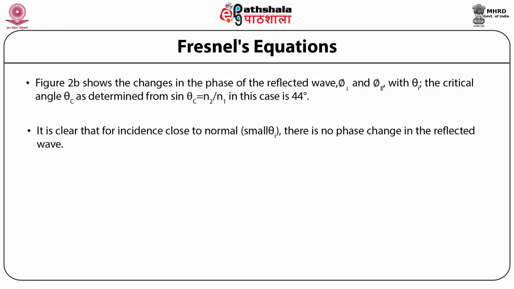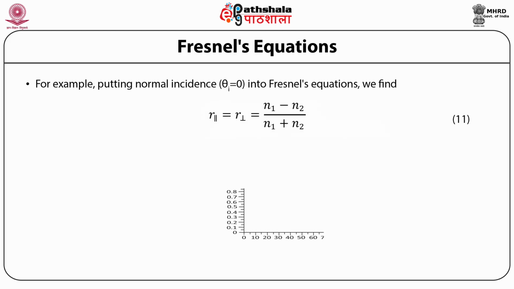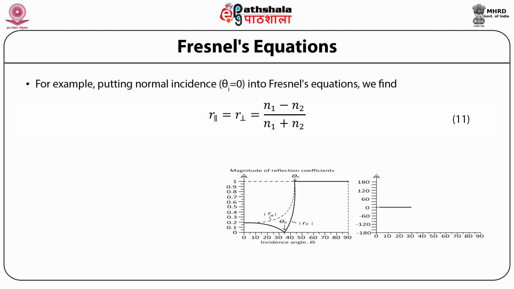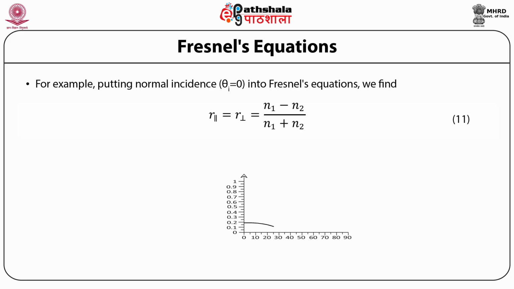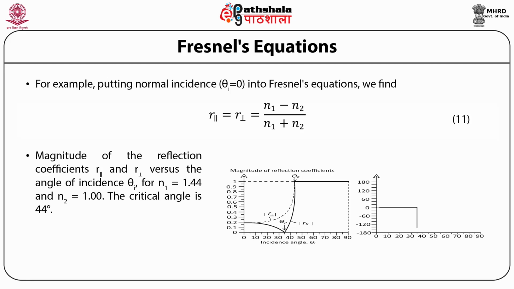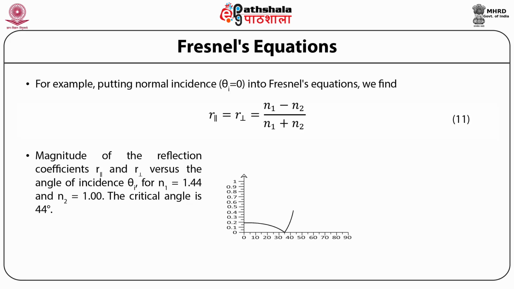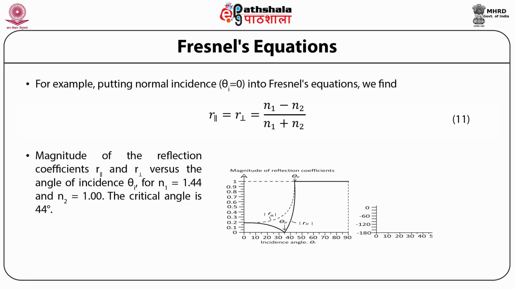in the reflected wave. For example, putting normal incidence, that is theta I equal to 0, into Fresnel's equations, we find r parallel is equal to r perpendicular, which is equal to (n1 minus n2) by (n1 plus n2). The figure shows the magnitude of the reflection coefficients r parallel and r perpendicular versus the angle of incidence theta I for n1 equal to 1.44 and n2 equal to 1.0.